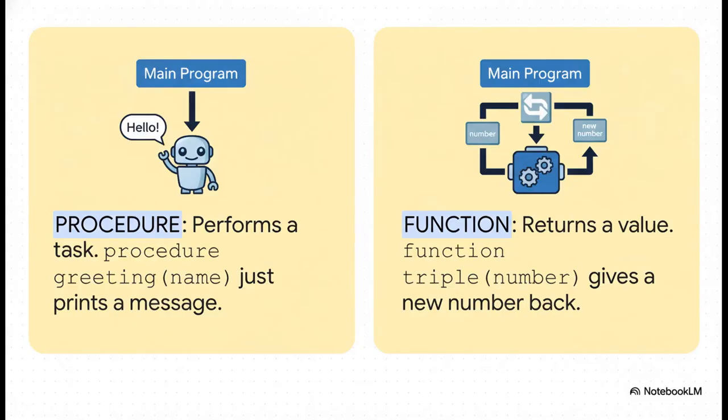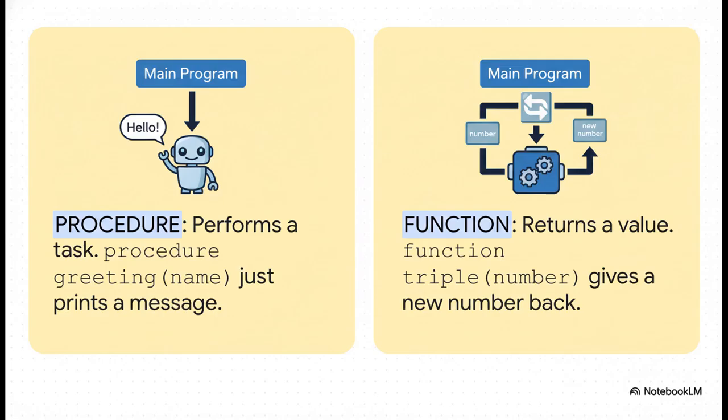Now, subprograms come in two main flavors, and it's really important you get the difference. Over on the left, we have a procedure. A procedure just does something. See the example? The greeting procedure just takes a name and prints a message. It does its job, and that's it.